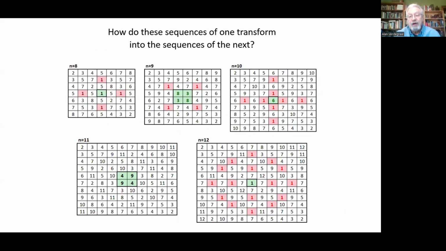Here are some other squares SQ of n for n equals 8, 9, 10, 11, and 12. As expected for n equals 11, the square SQ of 11 has no pattern of ones since 11 is prime. But just notice the pattern of ones in the others. That pattern is unique for that particular number.